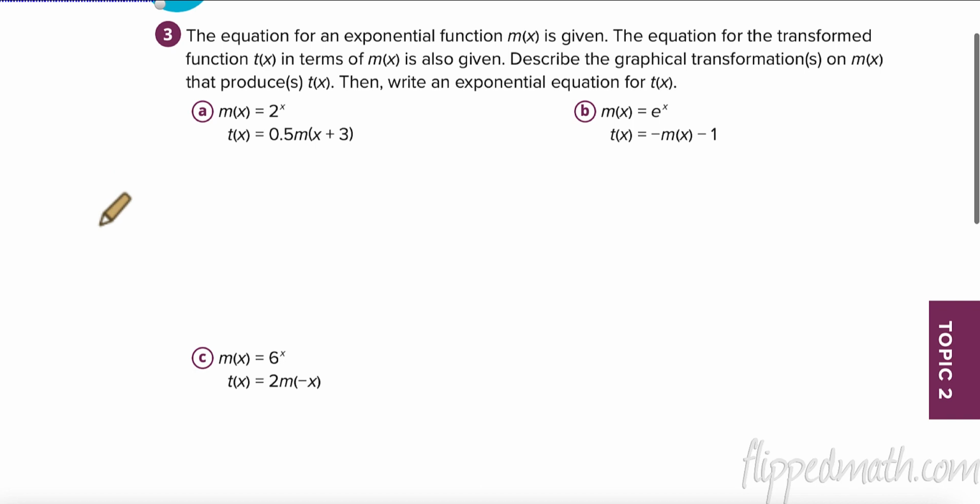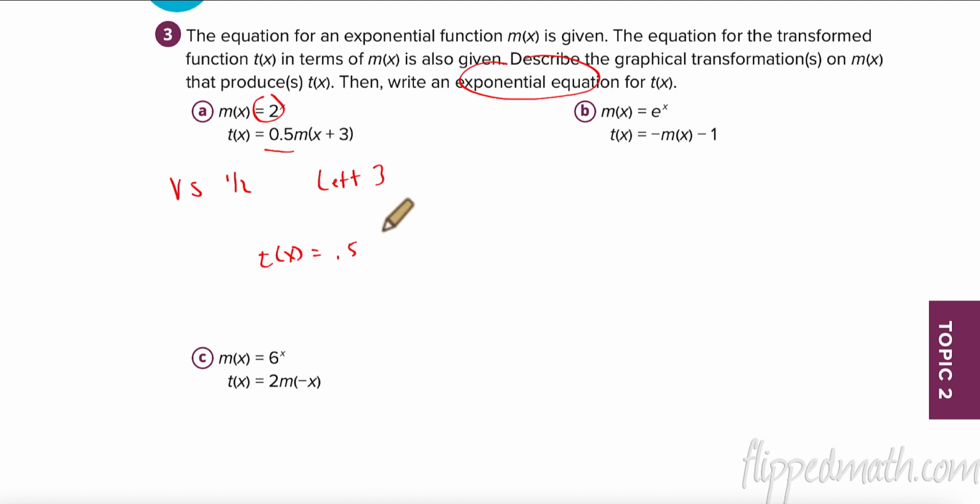We're going to talk about what shifts happen and then rewrite it. So, for example, this is going to be a vertical stretch of a half, or dilation, maybe you want to say. And then we're going to go left 3. This is an exponential equation, so 2 to the x. Let's do it. So t of x is going to equal 0.5 times 2 to the x plus 3. That would be that.